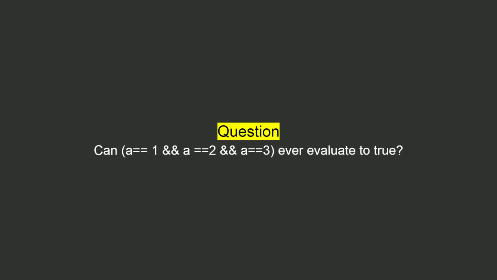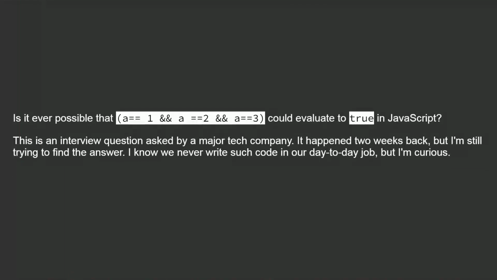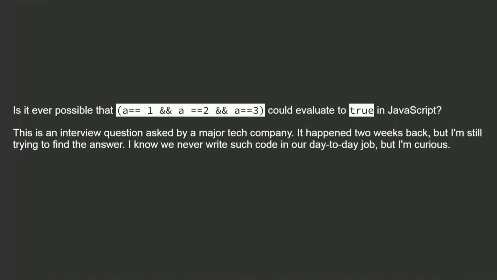Can a == 1 && a == 2 && a == 3 ever evaluate to true? Is it ever possible that a equals 1 and a equals 2 and a equals 3 could evaluate to true in JavaScript? This is an interview question asked by a major tech company. It happened 2 weeks back, but I'm still trying to find the answer. I know we never write such code in our day-to-day job, but I'm curious.